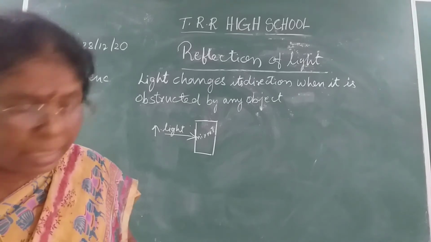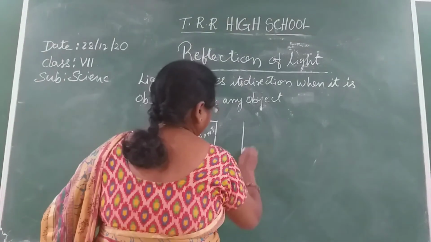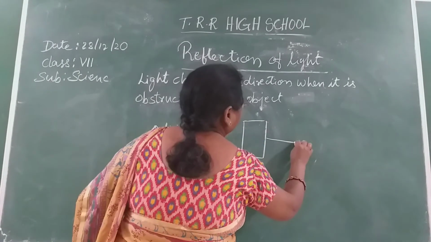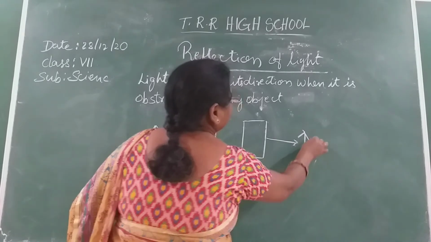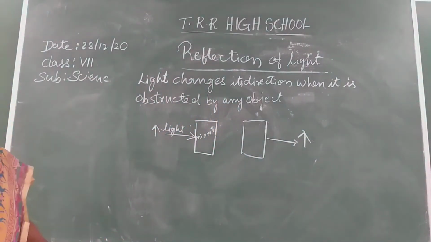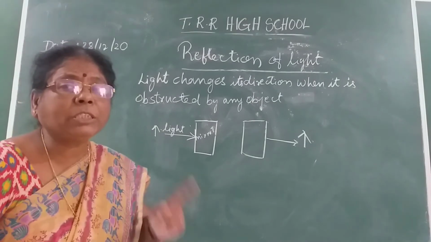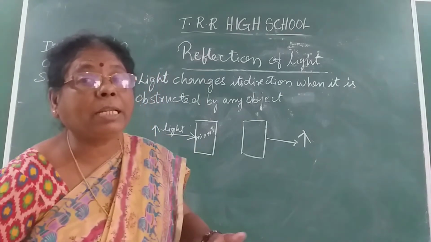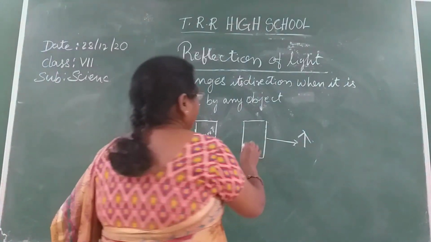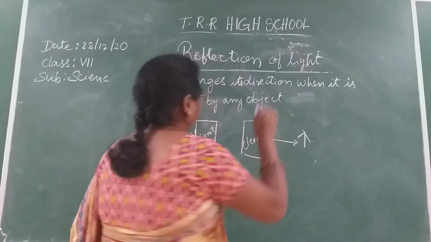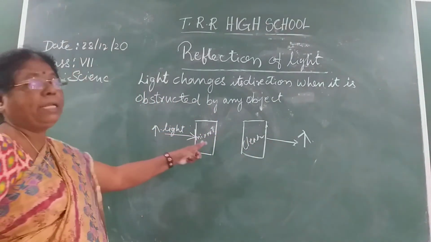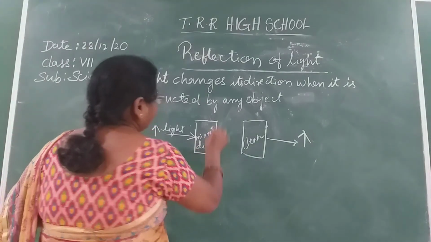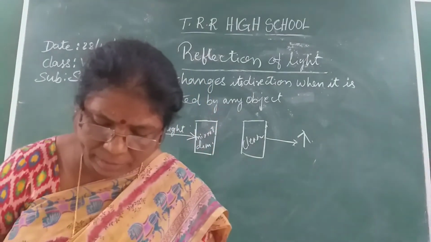Now turn the torchlight towards you. Now see the image. In which case is your image clear? When you focus the light on your face, your image is clear. And when you focus the light on the mirror, the image is dim. Isn't it?